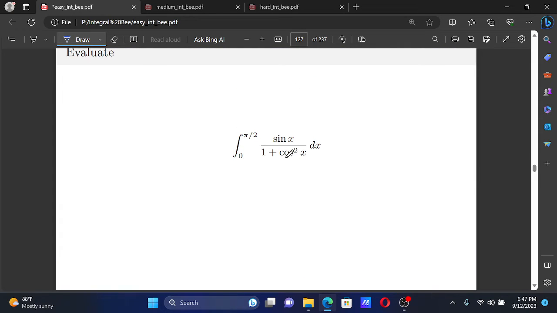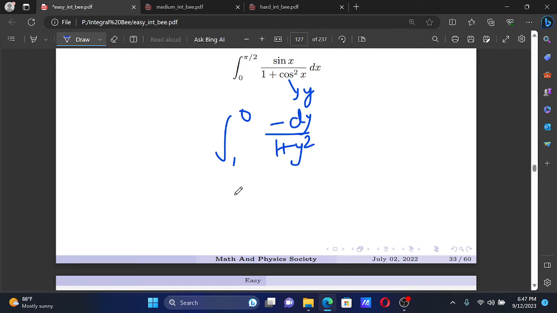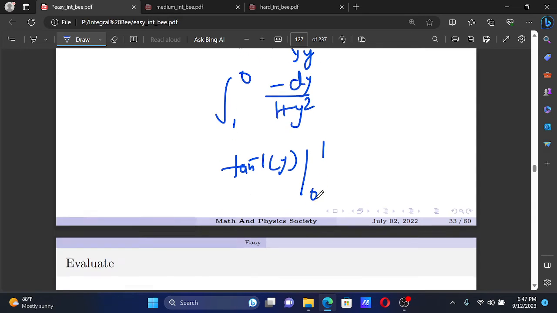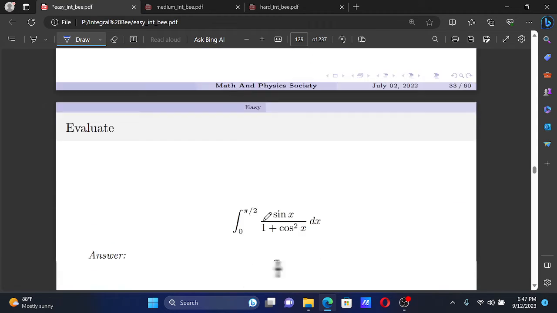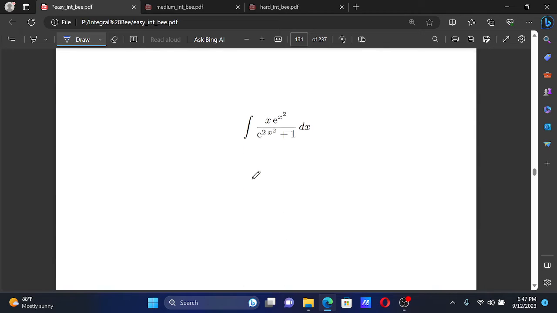So for this one, we can just let this as y, and we get the answer. It's from 1 to 0 of minus dy by (1 plus y squared). And then we can just reflect the limits, tan inverse y from 0 to 1, and that's just pi by 4. Okay, pi by 4. So next one.